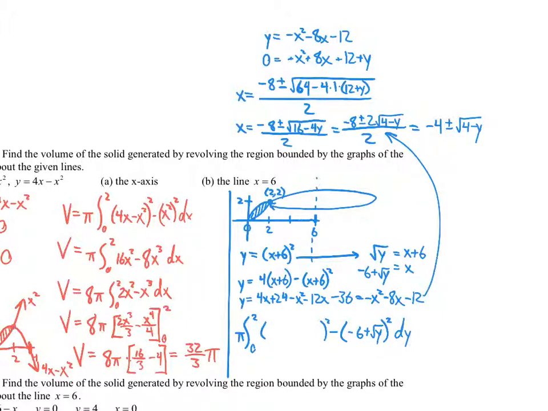Now we've got the plus or minus, but notice here, again, we're only going to need half of this because of the region that we're dealing with. Which means that we'll only need the plus one: negative 4 plus the square root of 4 minus y.